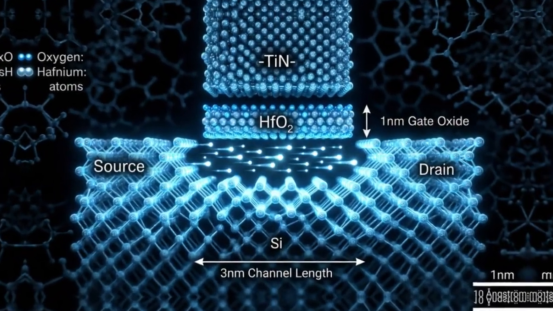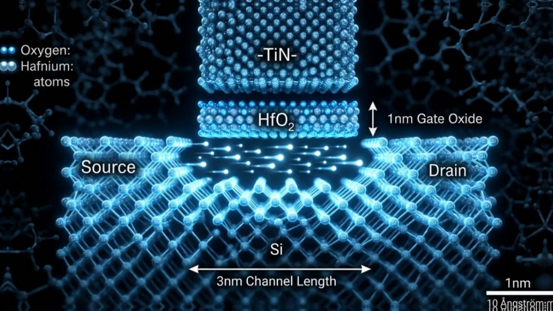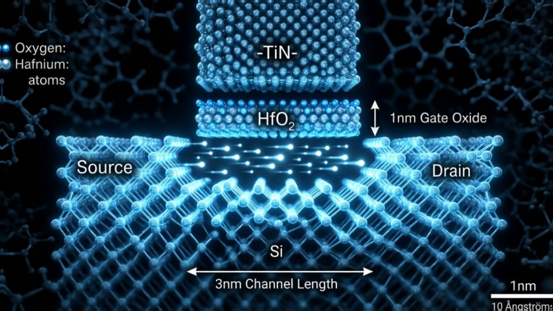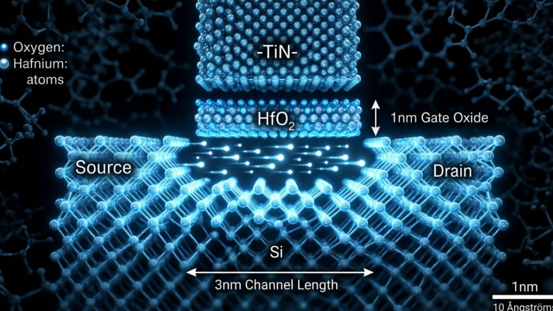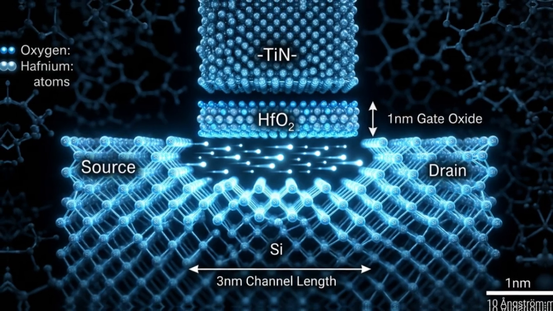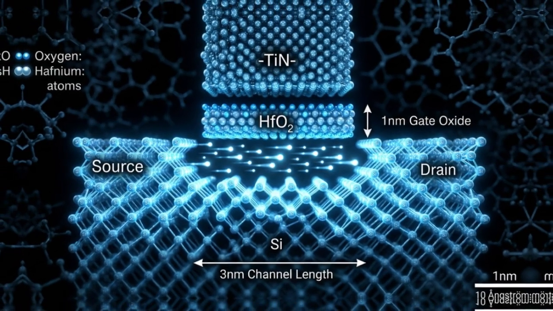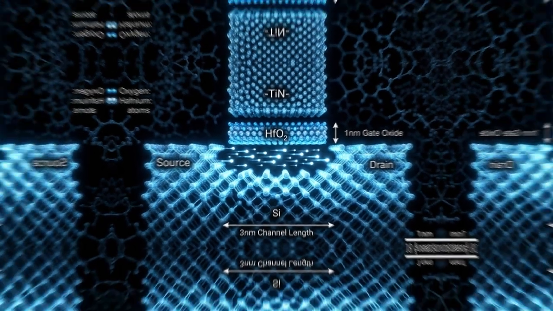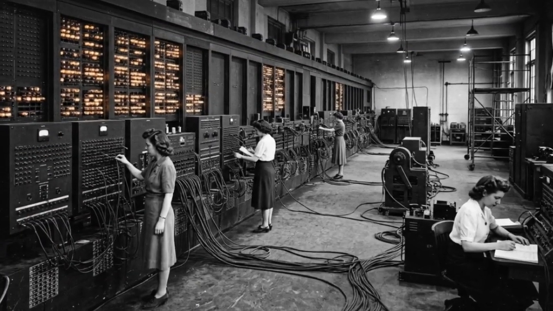The industry is responding with three-dimensional architectures, stacking transistors vertically rather than just making them smaller horizontally. Intel's 3D stacking, TSMC's N2 process, Samsung's GAA transistors, all are attempts to continue scaling beyond the two-dimensional limits of flat chip design. 25 billion transistors.